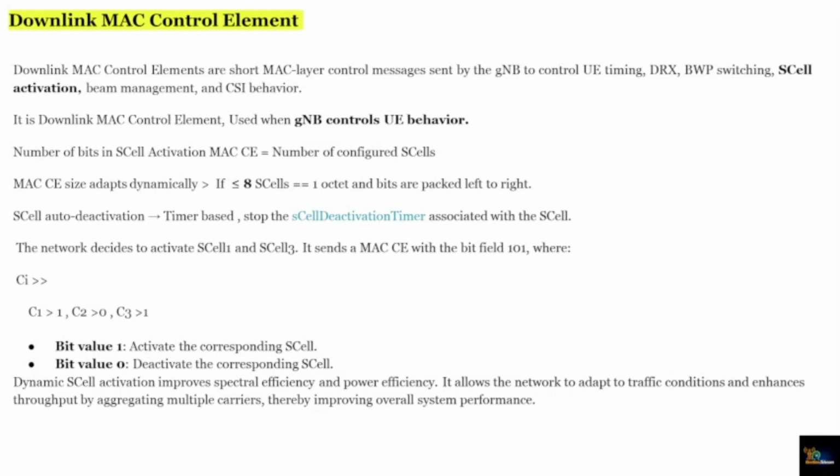Downlink MAC control elements are short MAC layer control messages sent by the gNodeB to control the UE: timing, DRX, bandwidth switching, SCell activation, beam management, CSI behavior. They are used when the gNodeB controls UE behavior.